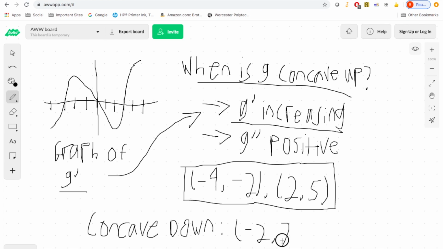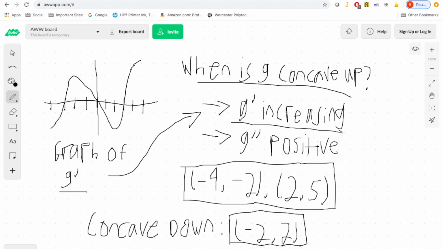These are not difficult problems to do once you understand the concept of concavity, which is just simply an extension of increasing and decreasing functions. So I would just make sure that you understand that G prime is increasing and G double prime is positive when G is concave up, and that G prime is decreasing and G double prime is negative when G is concave down. But other than that, that's all I have for you on this video for concavity.